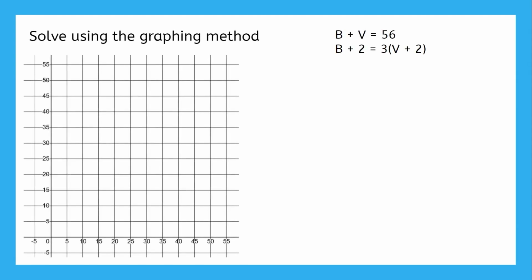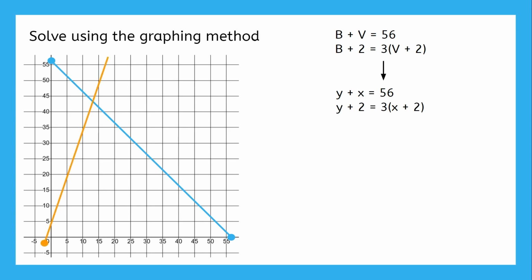Neither variable is isolated, so substitution would take a bit of work, and we need to manipulate the equations to line everything up if we wanted to use elimination. So graphing is probably the easiest method here. Before we can graph these, we need x's and y's, so let's turn the v's into x's and the b's into y's. Graph the top equation, which is in standard form, by plotting both intercepts and then drawing a line through them. And we graph the second line, which is in point slope form, by plotting the point -2, -2, then drawing a line through it that rises 3 and runs 1.